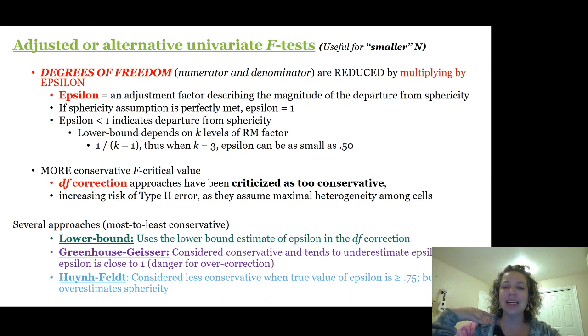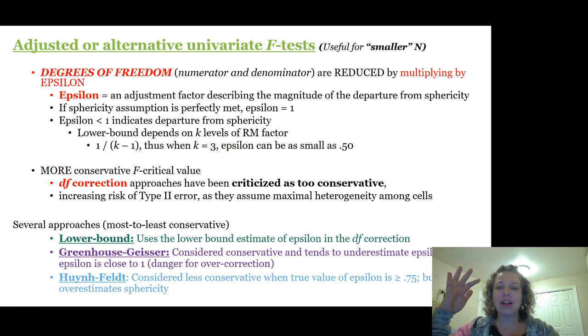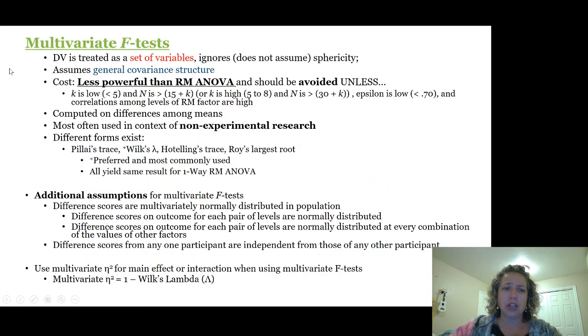Hunfeld is usually too conservative. So usually that's why people go in the middle with the Greenhouse-Geisser correction. It tends to underestimate epsilons if it's close to 1, but it usually does a pretty good job. So those last two, the epsilon, Greenhouse-Geisser, and Hunfeld, are the two that are in the AFEX package that are going to give us. I very rarely ever see the lower bound used.